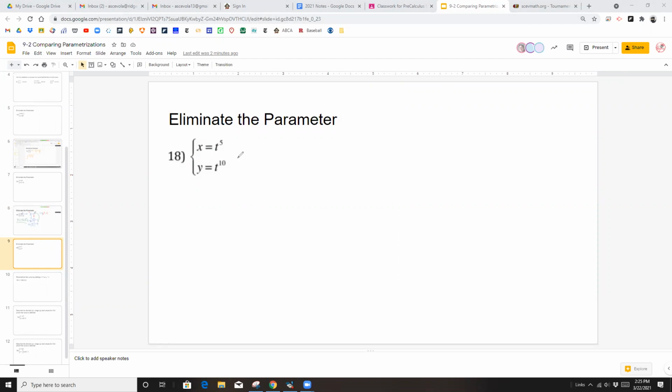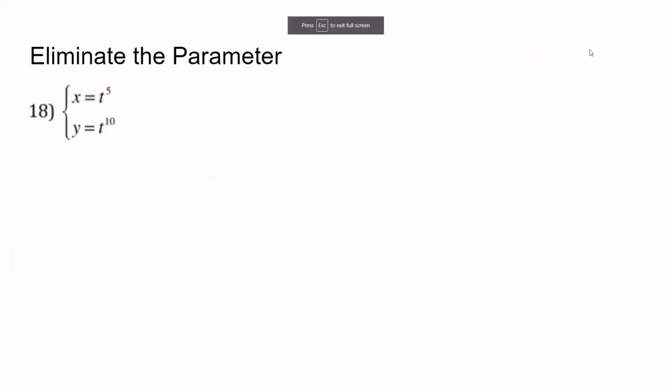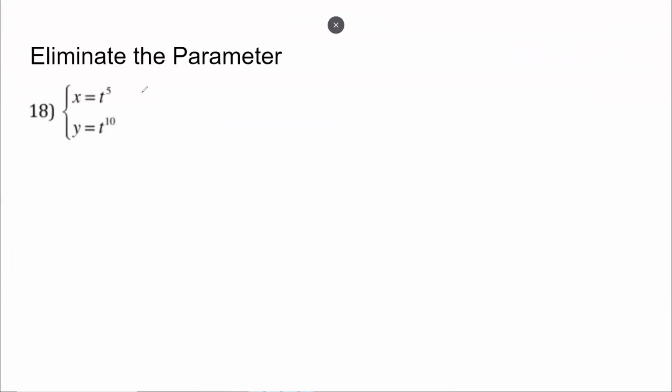So for this one, eliminate the parameter. You could pick either x equals t to the fifth or y equals t to the 10th. Doesn't matter which one you pick, but pick one, solve for t, and then plug that into the other equation. Now, I always like to pick the one where it's x equals first, because then when you plug in t in terms of x, you have y in terms of x, which is what you want when you eliminate the parameter. So although you can start with either, it's usually easier to pick the x equals t equation, solve for t with that one, and plug it into the other.